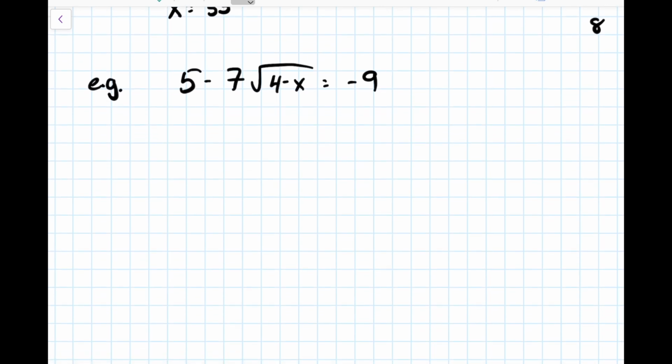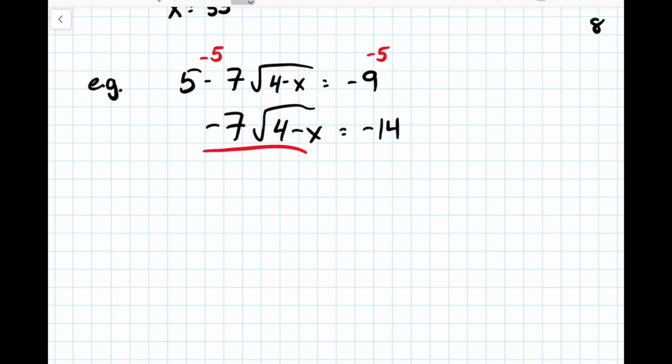All right, so same deal, right? We want to start by moving not the 7. The temptation there is to say, okay, 5 minus 7, get rid of the 7. But the 7's a coefficient. We can't deal with that first. The first thing we actually have to deal with is the 5. So we're going to subtract 5 on both sides, not add 5. And we're going to get negative 7. Don't forget that negative. Gets us 4 minus x, and then equals negative 14.